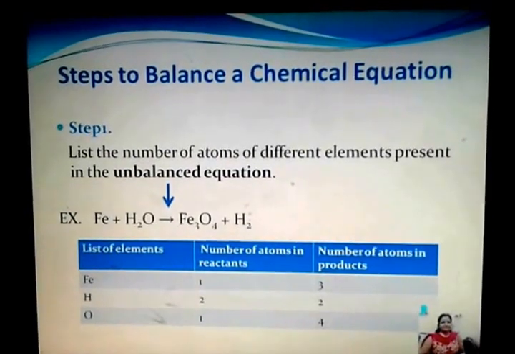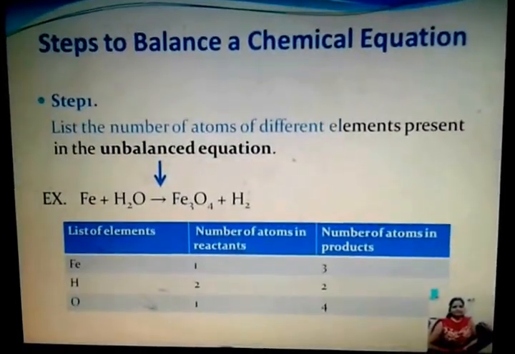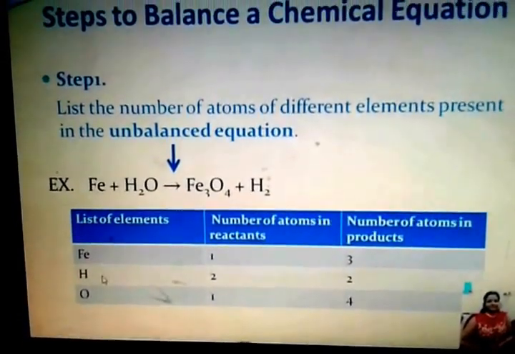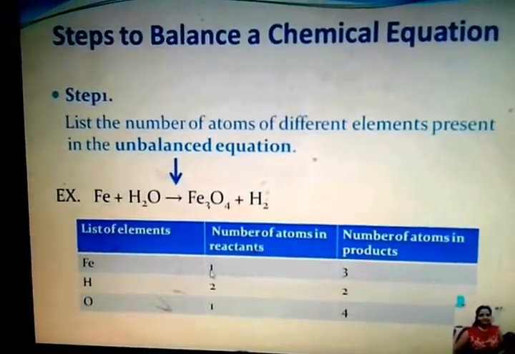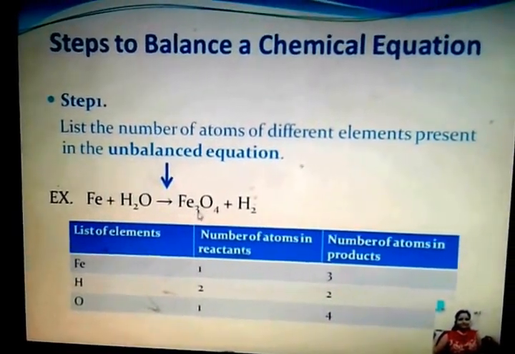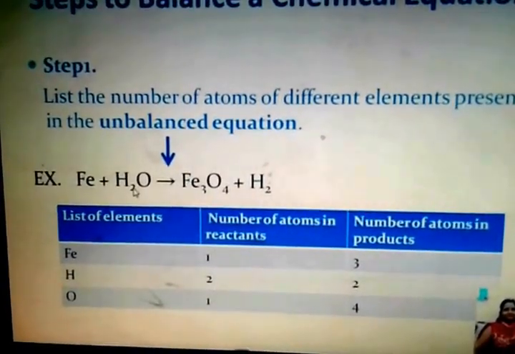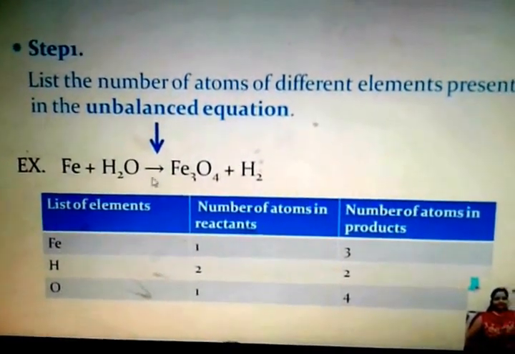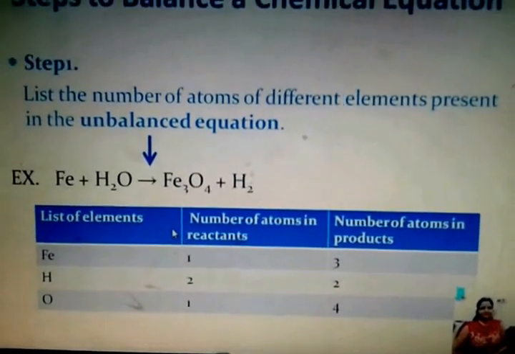Step 1. List the number of atoms of different elements present in the unbalanced equation. Here is the list: Fe, H, O. Fe has number of atoms in reactant 1, number of atoms in product 3. H is 2 on the left hand side and 2 again on the right hand side. Oxygen, on the left hand side it is 1 and on the right hand side it is 4. So it is an unbalanced equation.